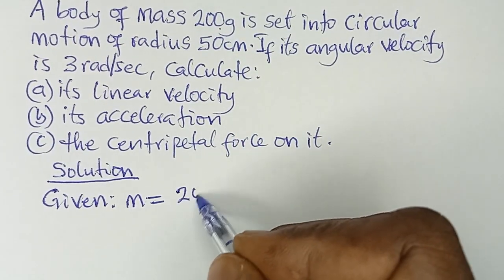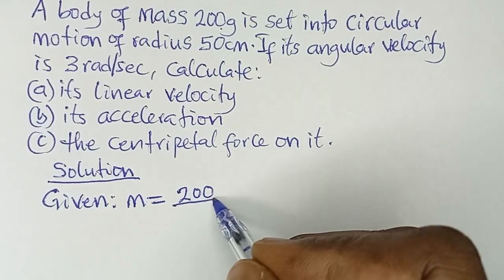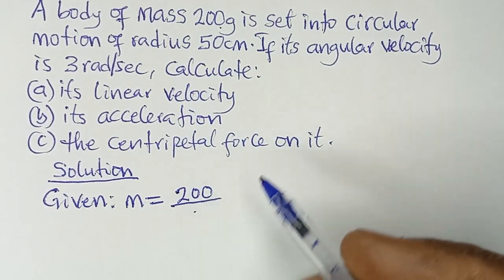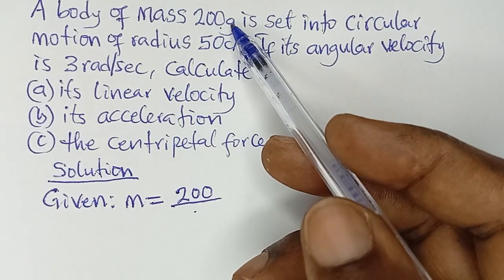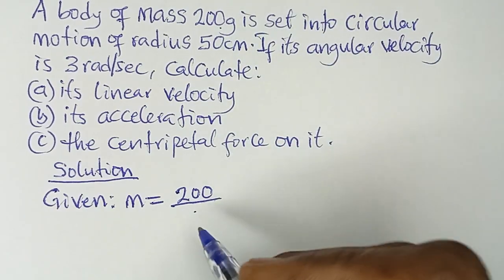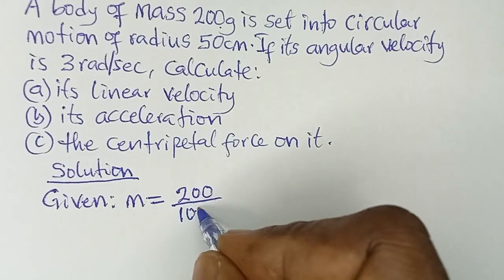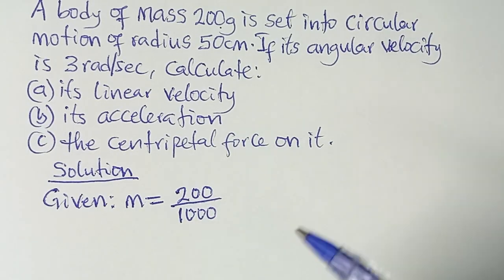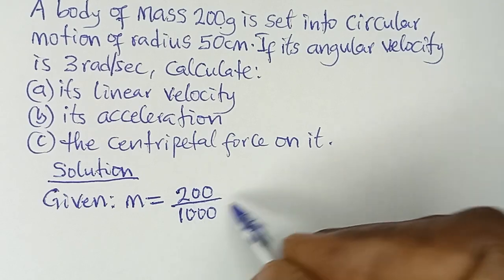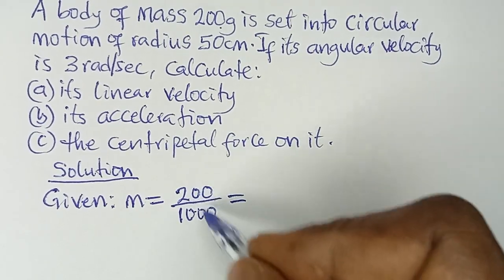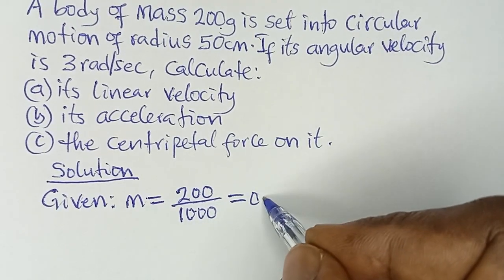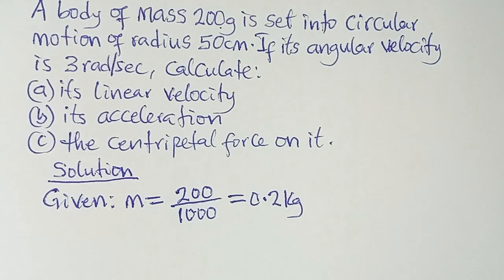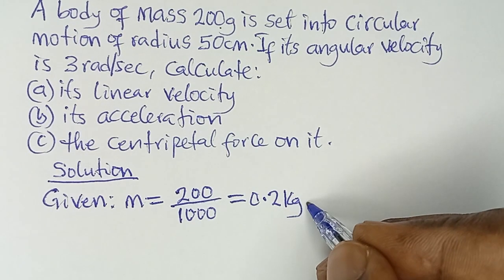But in physics, the SI unit of mass is not gram, but kilogram. So because of that, we have to convert this mass in gram to kilogram. How do we do that? We divide by 1000. Anytime you are converting from gram to kilogram, you divide by 1000. So 200 divided by 1000 will give us 0.2 kilogram. So we now have the mass.